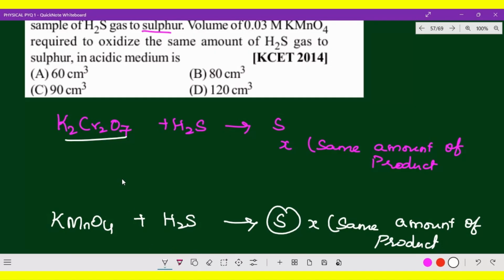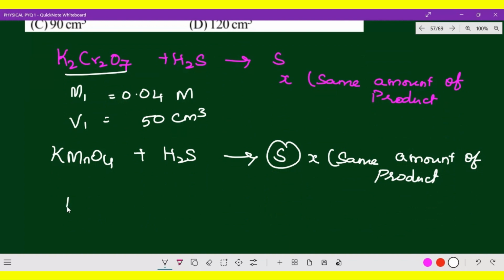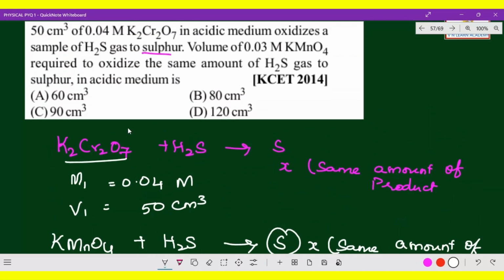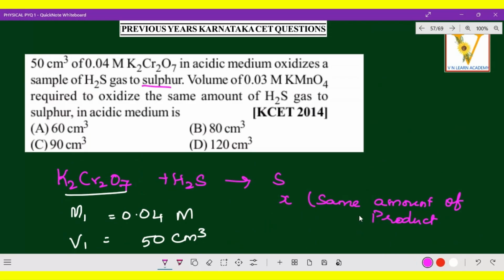Now here, M1 equals 0.04 M molarity, and V1, the volume they have given, is 50 cm cubed, right? Next, M2 is 0.03 M molarity, and V2 is what we have to identify. I think you got that clarity. Here, 50 cm cubed of 0.04 M K2Cr2O7: this molarity is M1 and this volume is V1. In the same way, this is M2 and V2. The same amount of H2S gas is involved, so how much is required to oxidize it? That is the question. So M1 we got it.